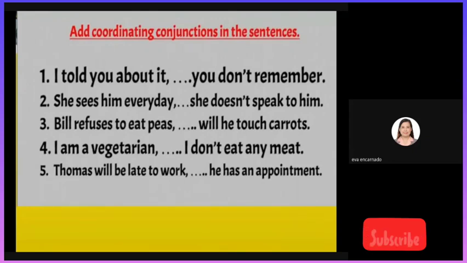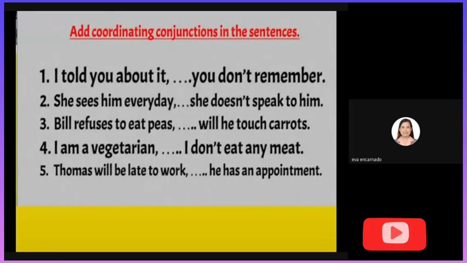Okay, number 3, Bill refuses to eat peas. Is it nor or or? Alin sa dalawa? Bill refuses to eat peas, nor will he touch carrots. So, parehong negative ideas. Okay, number 4, I am a vegetarian. So, is it so or is it but? Okay, the correct conjunction to be used is so. I am a vegetarian, so I don't eat any meat.